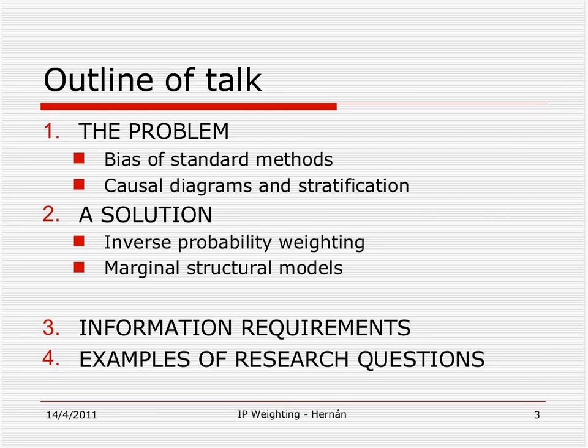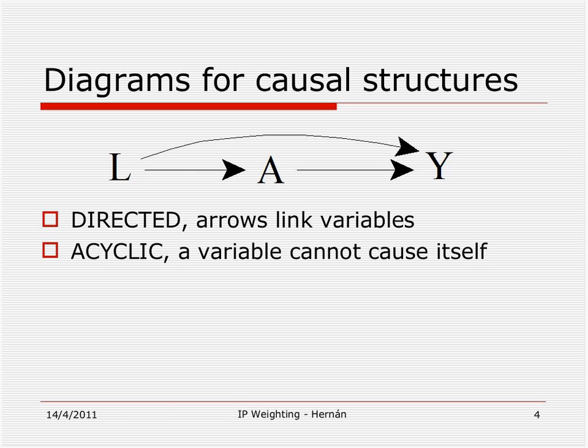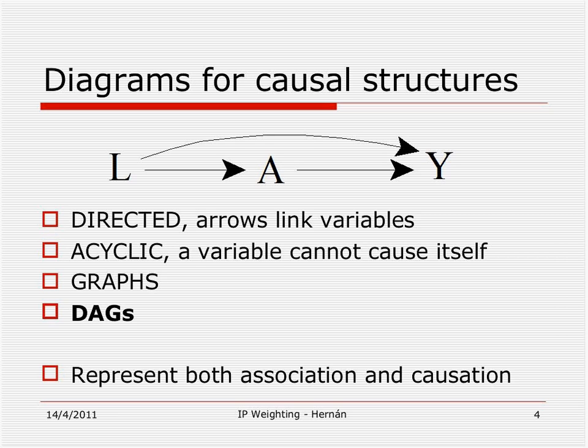So the first thing that I'm going to do is to talk about the problem, the bias of standard methods. This is a causal graph. For people who are not used to using them, this just means that there are 3 variables, L, A, Y, and L causes A, and also causes Y. A causes Y only. And this type of graph, because they have a direction, L causes A, but A doesn't cause L, they are called directed acyclic graphs because there are no cycles, or DAGs for those of you who have seen them before.